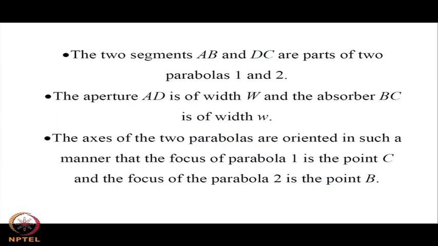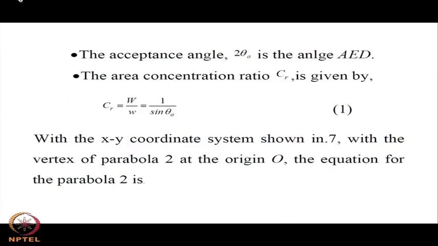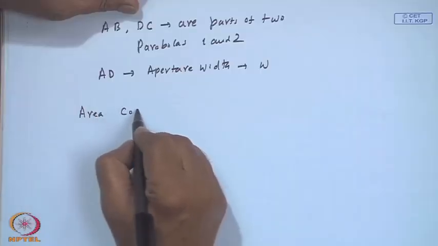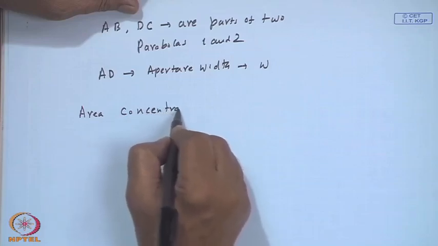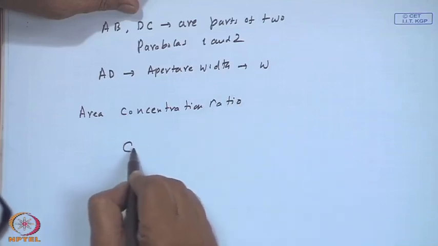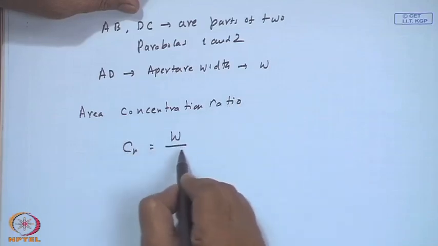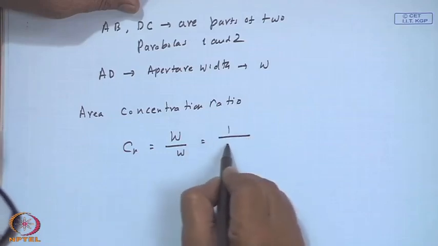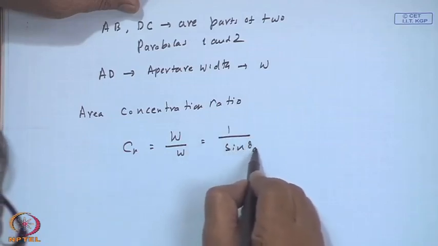Then the axes of the parabolas are oriented in such a manner that the focus of parabola 1 is the point C and the focus of parabola 2 is the point B, which we have already mentioned. And the angle is 2 theta A, which we have said. Then the area concentration ratio CR is W upon w, which is 1 upon sin theta A.